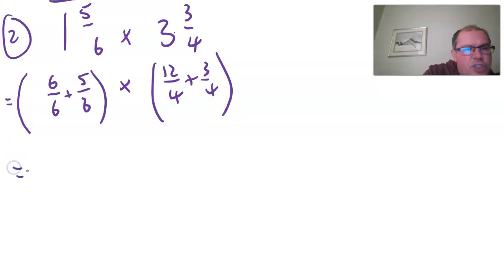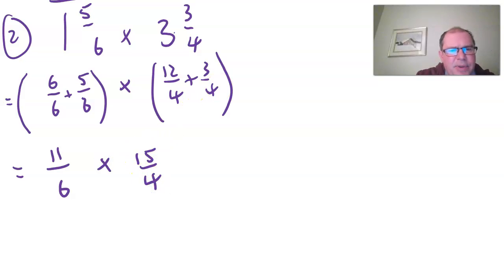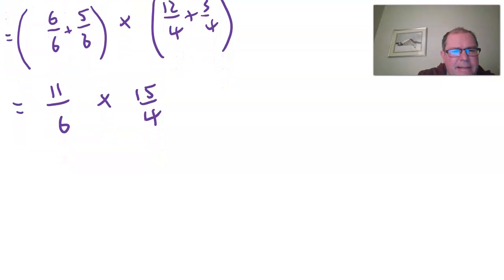So most of you, I'm sure, will jump to this line. You've got 11/6 times 15/4. Let's see if we can cancel anything. Yes, we can. 3 goes into 6 and 3 goes into 15, so that will make our lives easier. So 6 divided by 3 is 2. And 15 divided by 3 is 5. I think that's it. We can't cancel anything else.